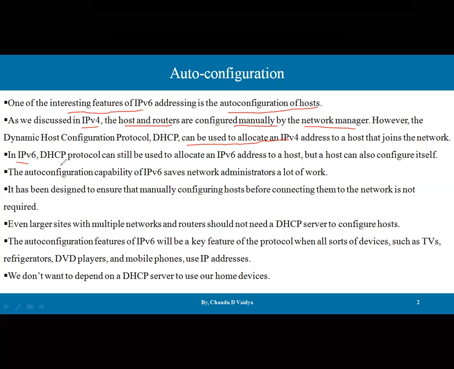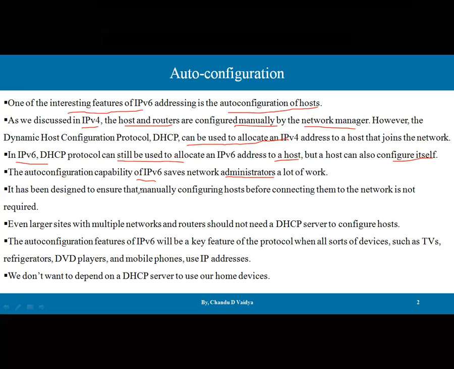In IP version 6, the DHCP protocol can still be used to allocate an IP version 6 address to the host, but the host can also configure itself. So the auto configuration capability of IP version 6 saves the network administrator a lot of work. If the addresses are automatically assigned, the network admin does not need to bother about how to manage all the hosts connected to that particular network. So it is going to be automatic.